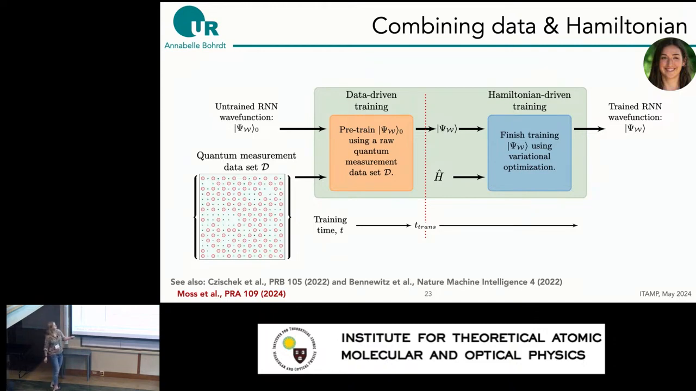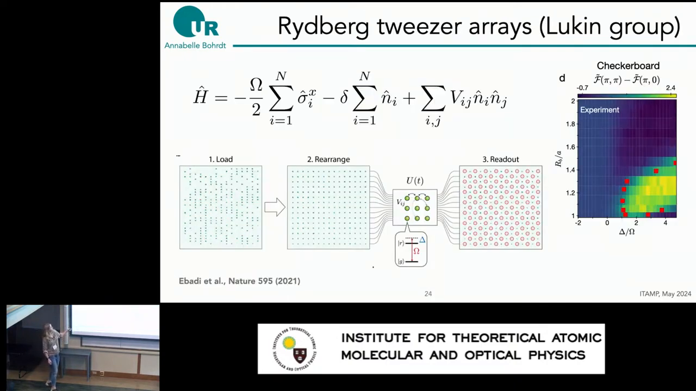Okay, so the first part of this was done with Skylar from Roger Melko's group, and we used Misha's experimental data here. I think you're all familiar with the Hamiltonian of these Rydberg tweezer arrays. There has been, of course, a lot of experimental data mapping out this phase diagram, and we thought, okay, we can just reuse the existing data and train our neural network on that.